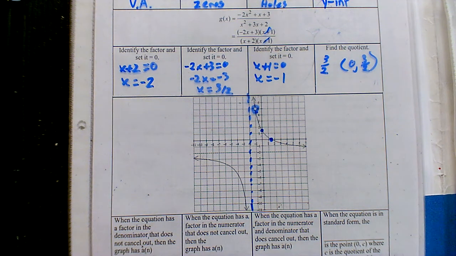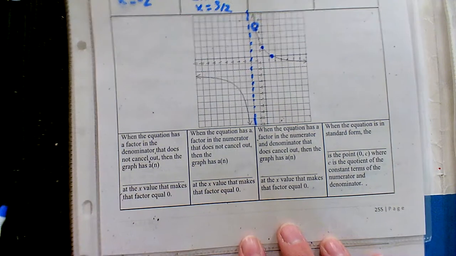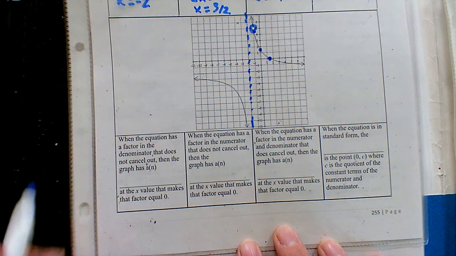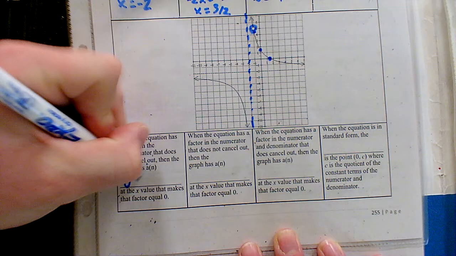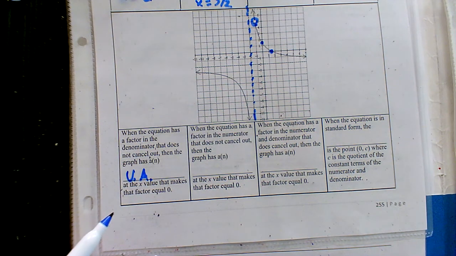All of that work we did up here, though, we did not figure out the horizontal asymptote. So that's what we're going to focus on today, how to find that and how we know where it's at. Before we move on, just reinforcing it at the bottom: when the equation has a factor in the denominator that does not cancel out, the graph has a vertical asymptote at the x value that makes the factor equal to 0. When the equation has a factor in the numerator that does not cancel out, the graph has a zero.